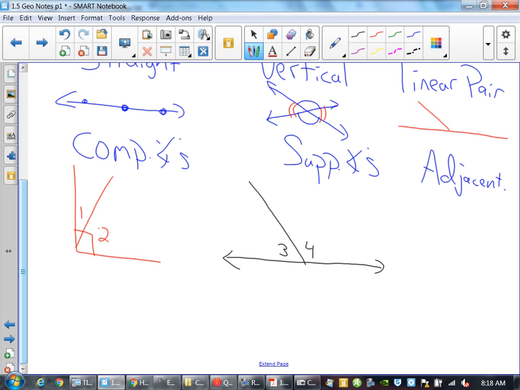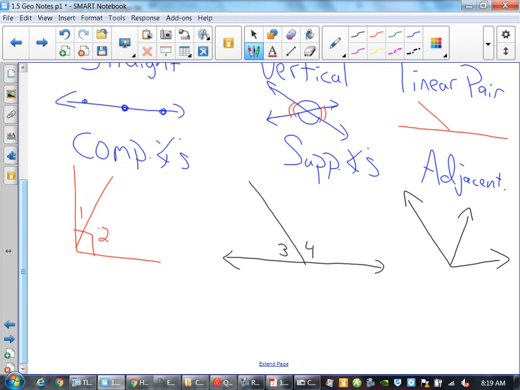When you have adjacent angles, they are angles that are next to each other that share a vertex. And it's a very simple thing to draw. Those two angles are adjacent to one another. They share the common vertex and no interior points that intersect. Very, very straightforward.